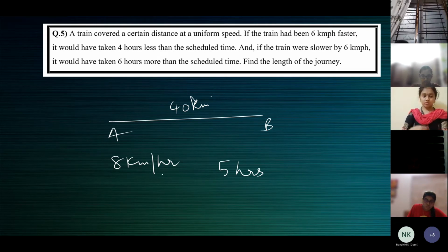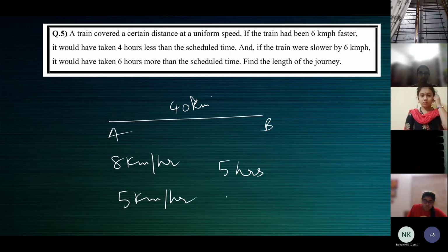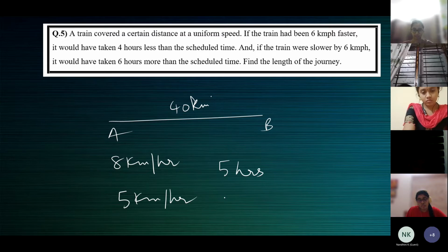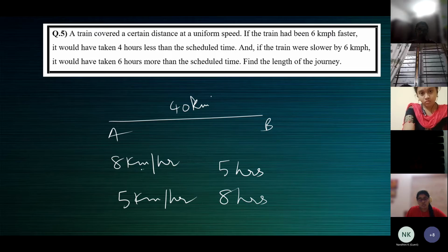If the new speed is 5 kilometers per hour, then how long will it take? 8 hours. Yeah, 8 hours. More speed, less time, less speed, more time. I just took an example. More speed, less time, less speed, more time.